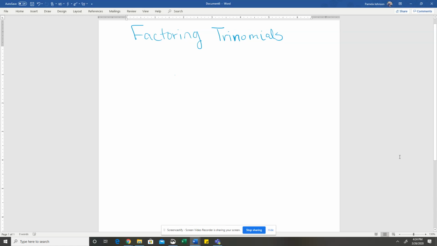Guys, so today we're going to talk about factoring trinomials. This is a review of how to factor using the AC method. Okay, so we're going to start with the trinomial x squared minus 3x minus 108. I want to factor these together.